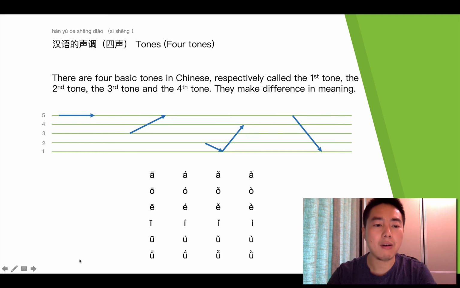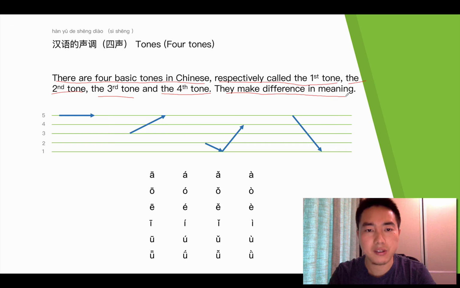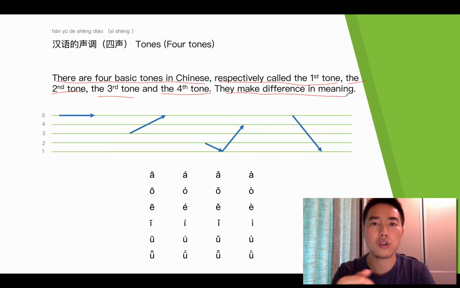So how are these tones formed? Let's take a close look into it. Firstly, there are four basic tones in Chinese, respectively called the first tone, the second tone, the third tone, and the fourth tone. They make a difference in meaning. However, there's also a fifth tone, the neutral tone, but we're not going to discuss it here, we will discuss it later.